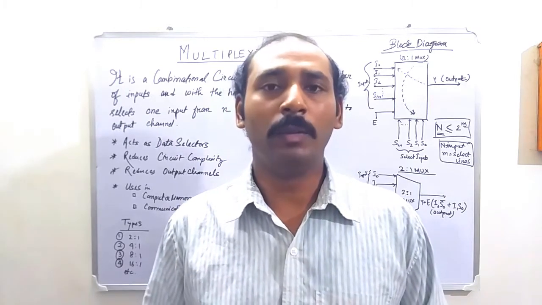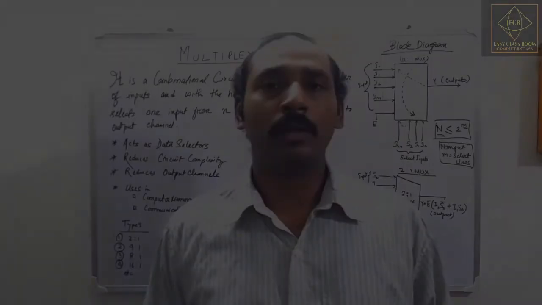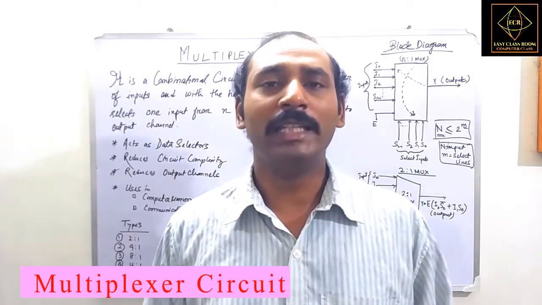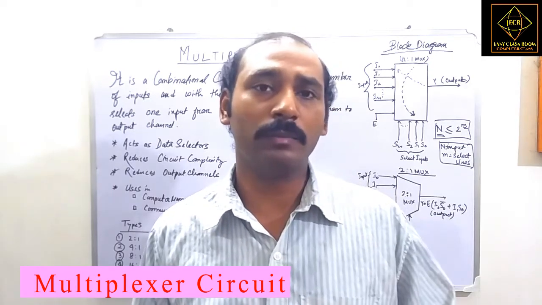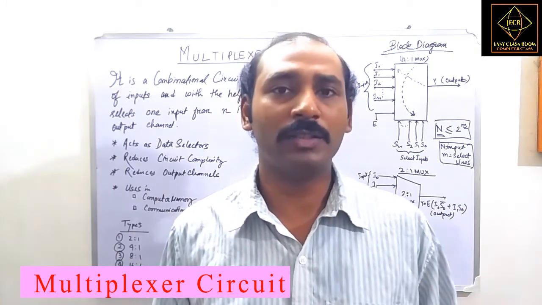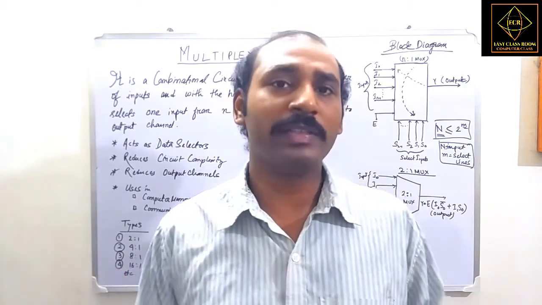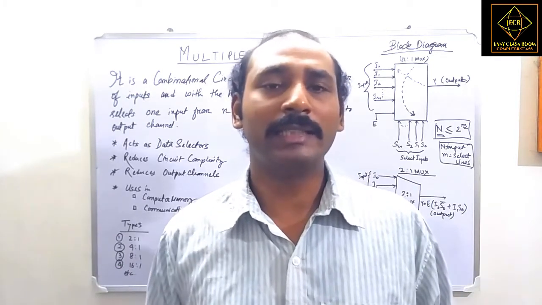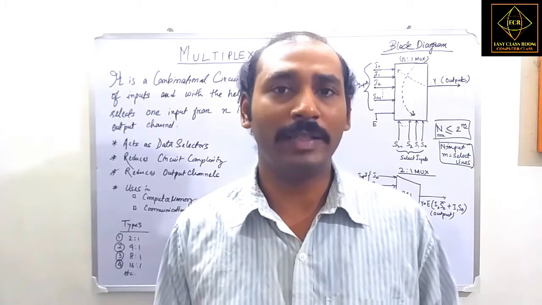For today, we'll be learning multiplexer circuits. So what is a multiplexer circuit? It is a combinational circuit which accepts many inputs, as the crossroad accepts many inputs from different directions, and it will select one input from those several inputs and direct that to the output channel, as the crossroad does, or as the traffic light does.